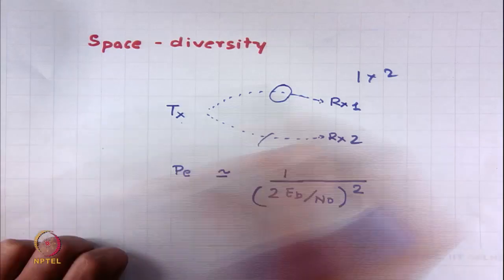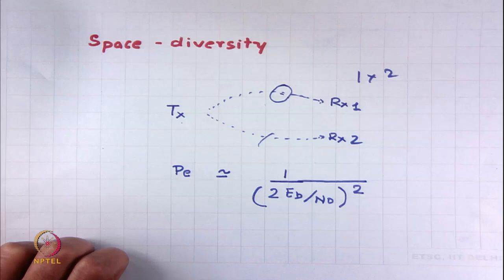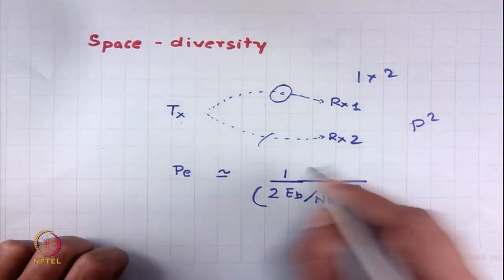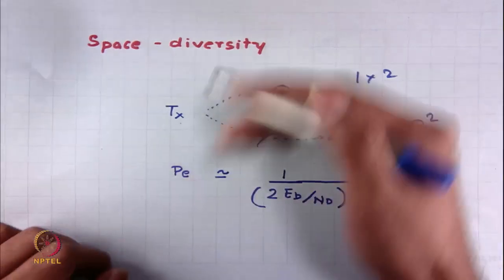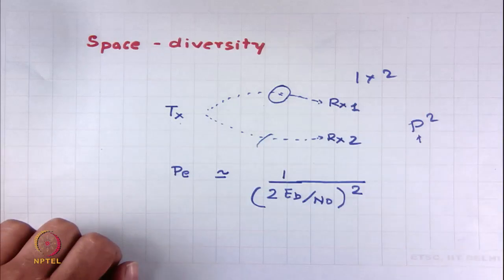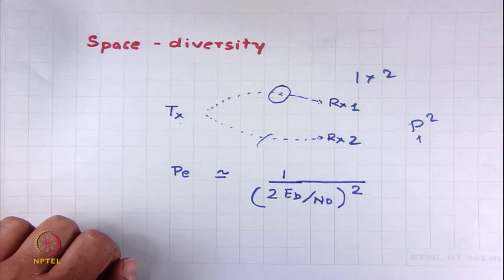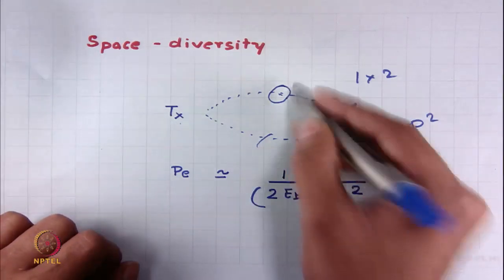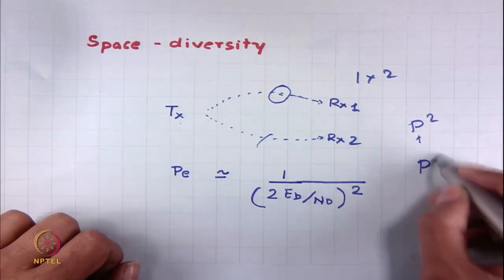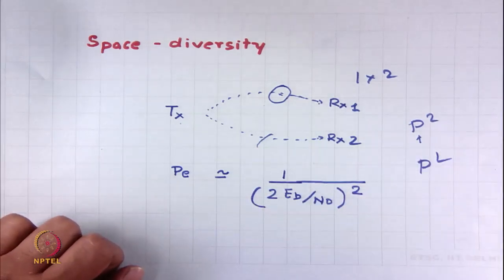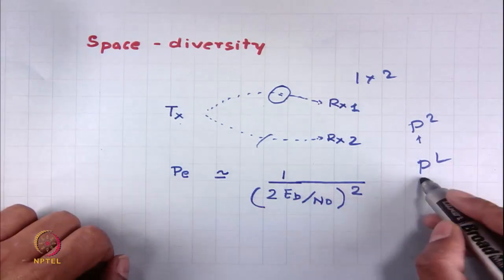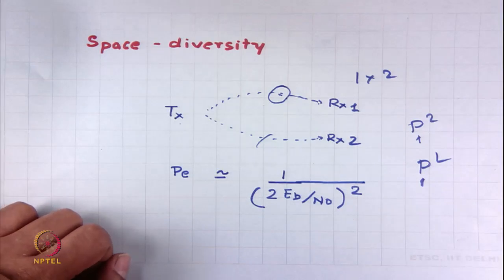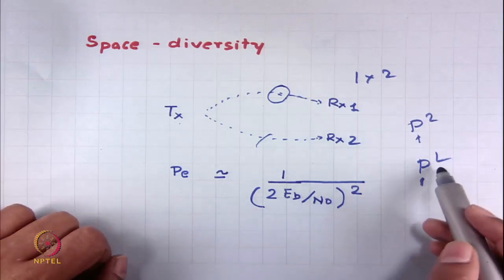The probability that both these channels will be in error will be simply p square, where p is the probability of one channel to be in error. Okay. So, by having these multiple channels between transmitter and receiver, you reduce the probability of all channels to be in error simultaneously. Okay. So, for example, if you have L channels between transmitter and receiver, the probability of defade of all channels at the same time is simply p to the power L, where p is the probability of defade of one channel, and thus you reduce the probability of error.